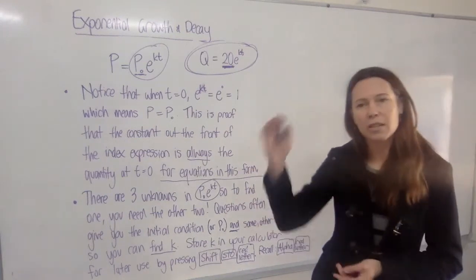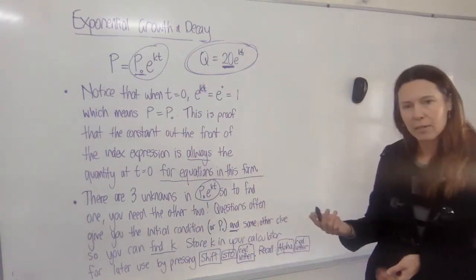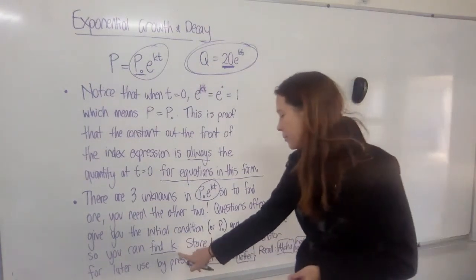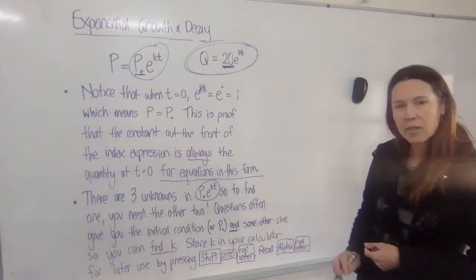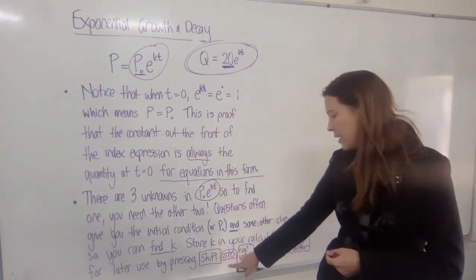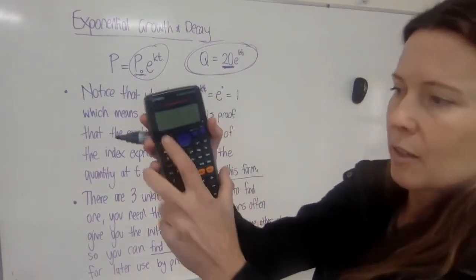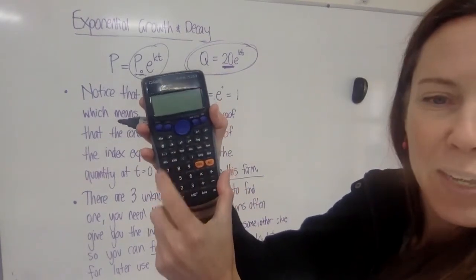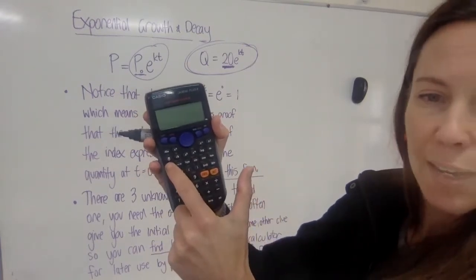And when you use it in later parts of the question, you don't want to waste time putting it into your calculator each time. So once you've found k, store it in your calculator for later use. And you do that by pressing the Shift button and then the little yellow store, which is on the RCL button. And then choose one of these red letters. Normally I just choose A.